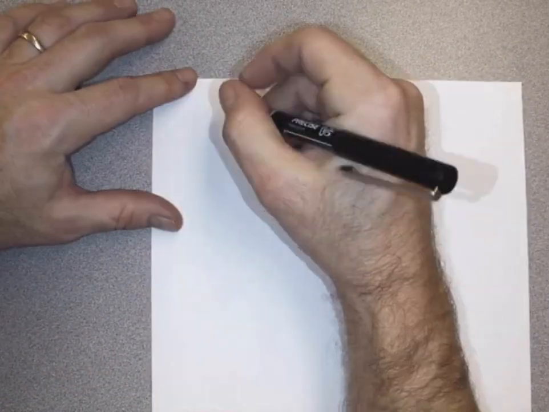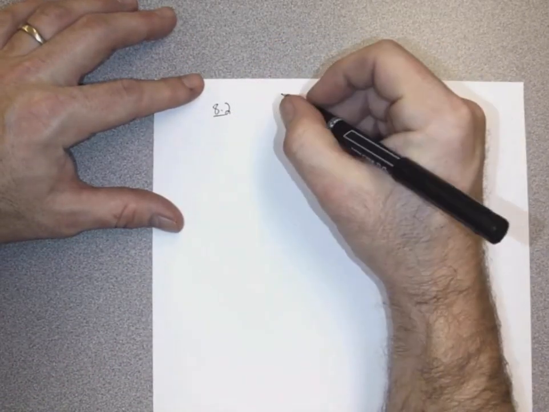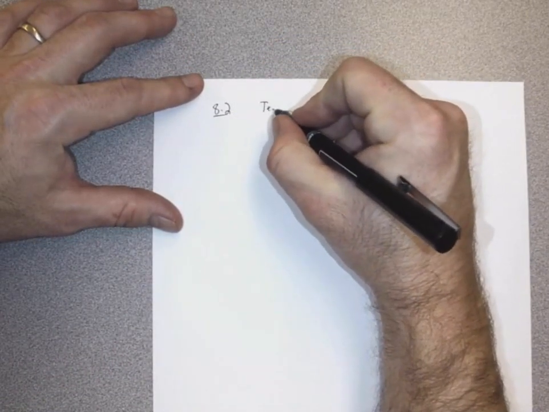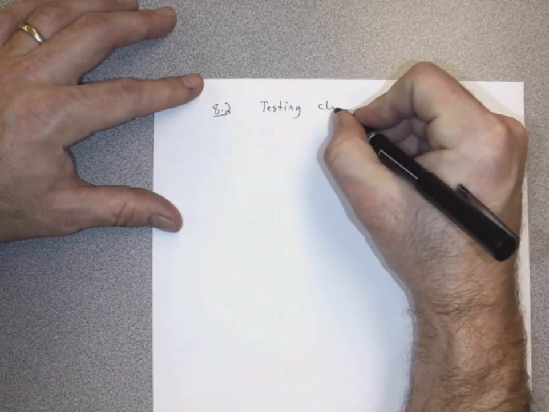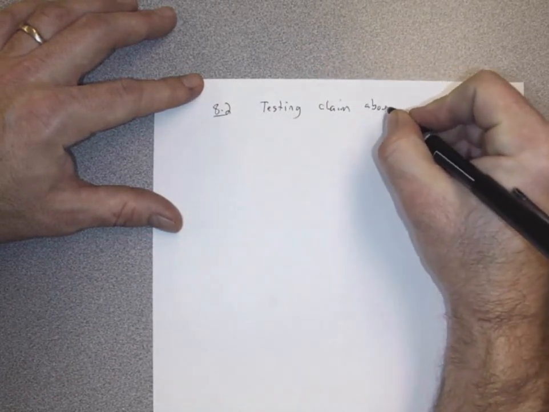All right, so hypothesis testing outside the basics 8.1. So we're going to do 8.2. We're going to be testing a claim about a proportion. So, testing a claim about a proportion.